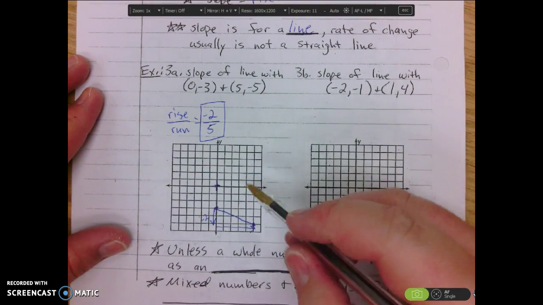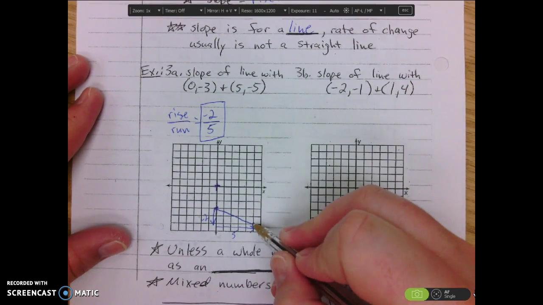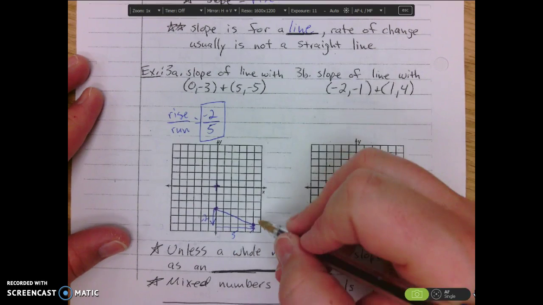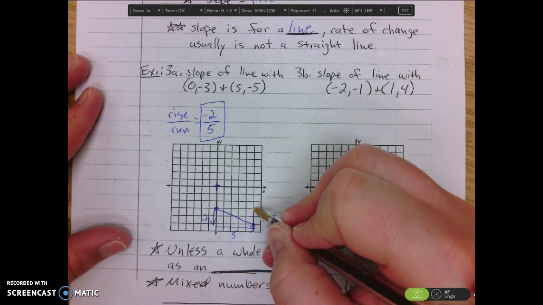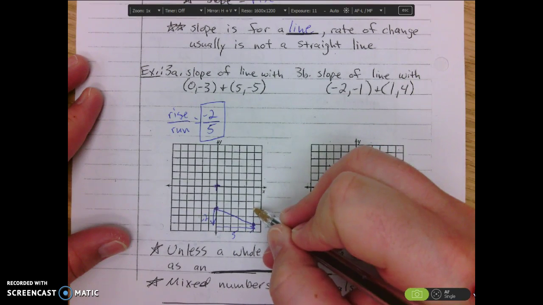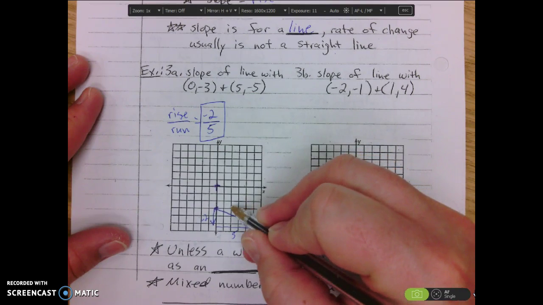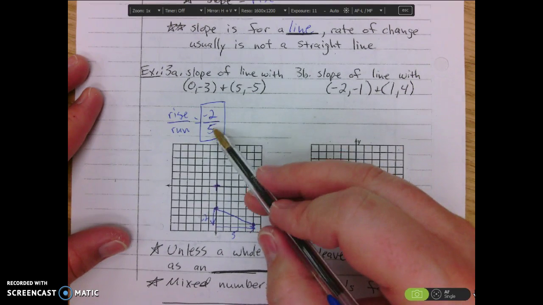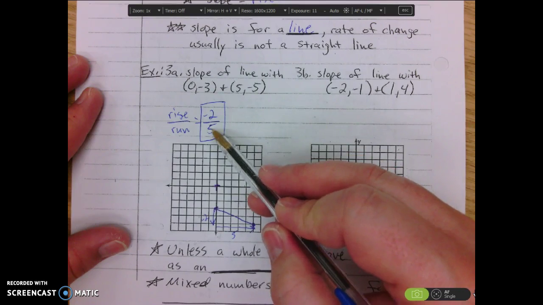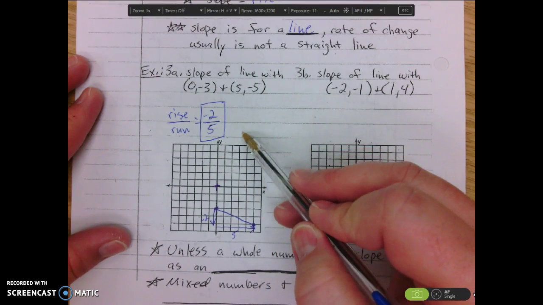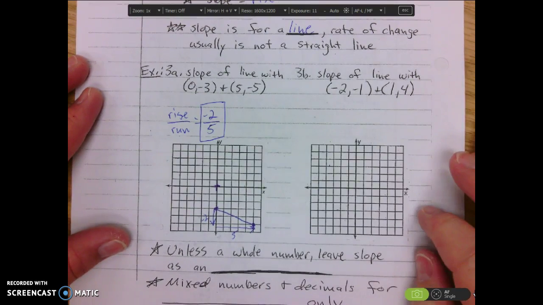Now some of you might want to go and start counting from this point to this point. That's fine. My rise would go up 2, so it would be a positive 2, but my run would be negative 5. So either way, I still end up with a negative 2/5 or a 2 over negative 5, and it equals the same thing either way.